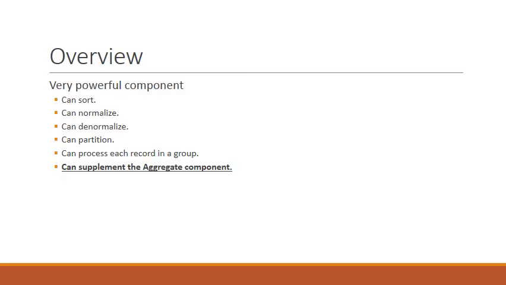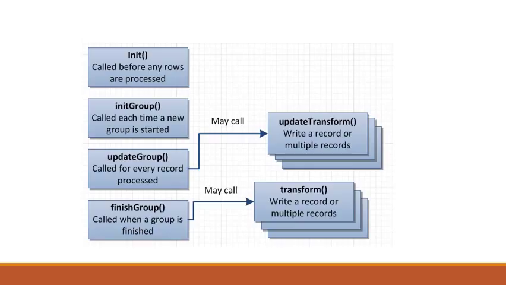Things you do want to do with this is it can process each record in a group sequentially, and it can supplement the aggregate component. There are things that you can do with rollup that you can't do with aggregate. This is actually just a subset of the functions that are available within the rollup component.